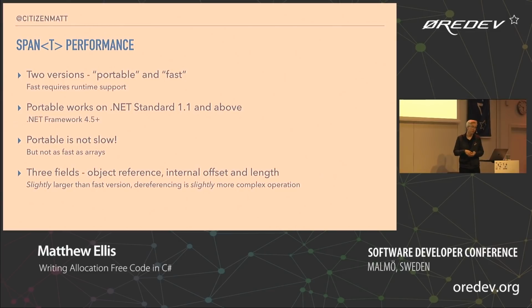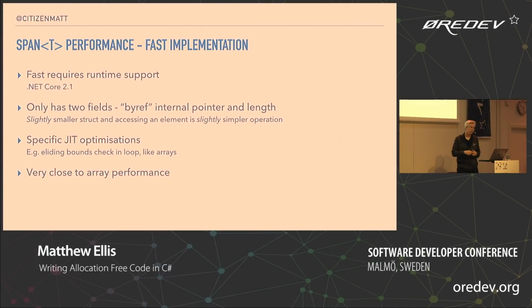It's also not as fast as arrays. The way it works is by holding the object that you're working with, an offset into that object, and then the length, so you can get that item there. Whereas the fast version requires runtime support. The way it works is it holds an internal pointer. So if we've got the object here, it holds an internal pointer and the length. And so it's slightly smaller, and accessing a particular element is slightly simpler.